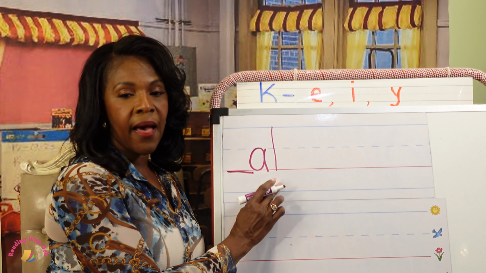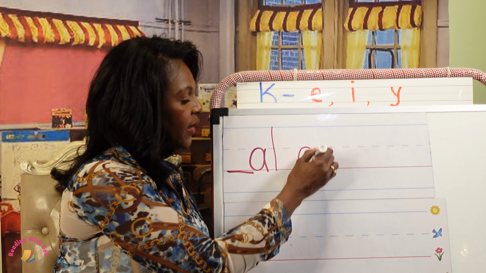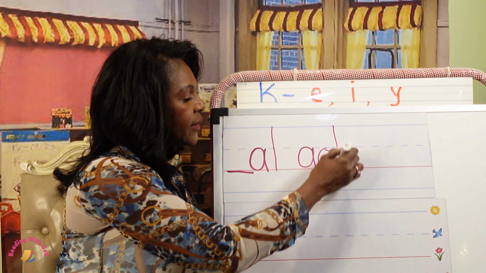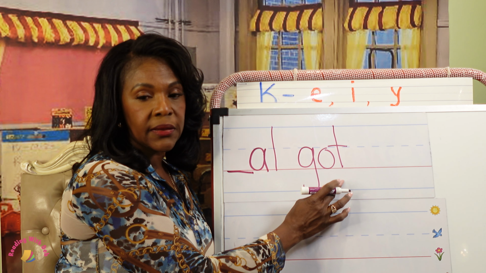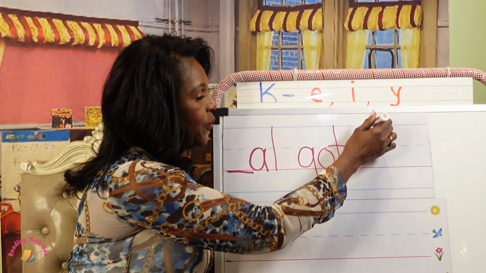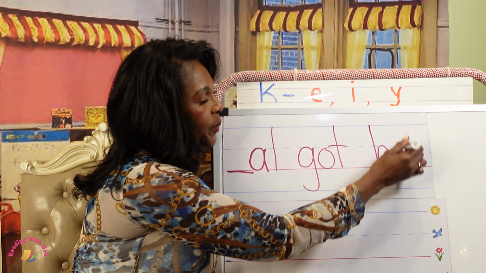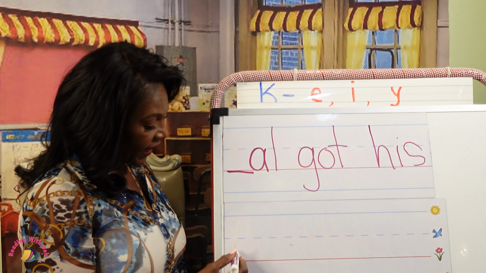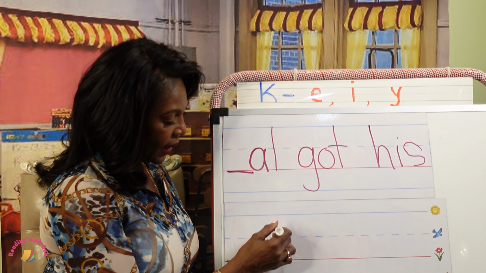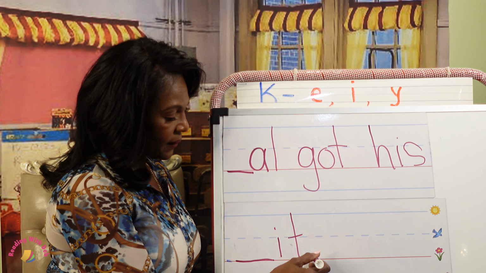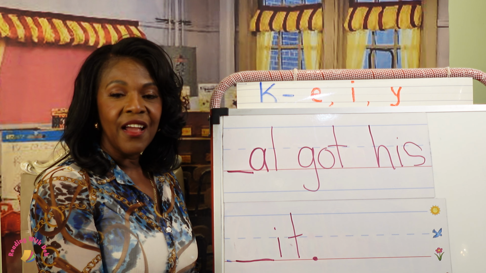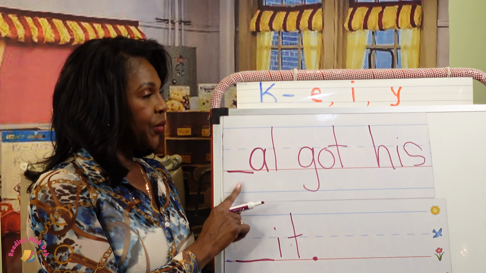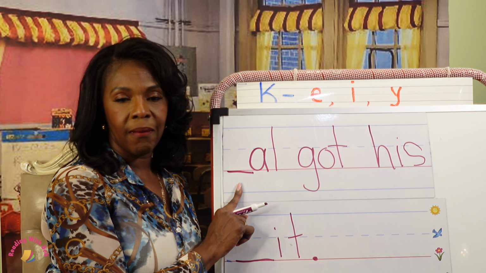Cal, got. Cal got his. That's a sight word we have, so we should know how to spell his. H-I-S, his. Cal got his kit. Kit. Now, which letter are you going to put for the word Cal?